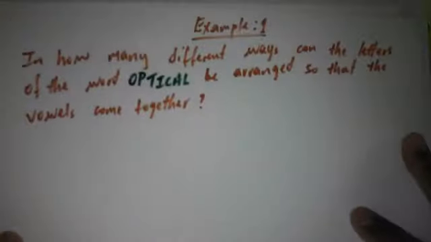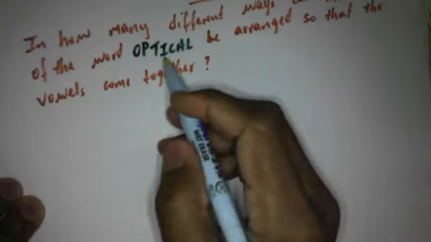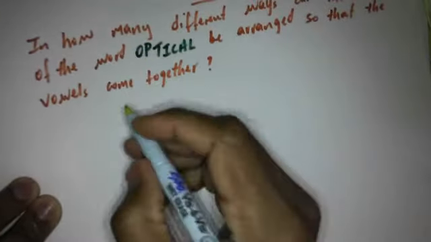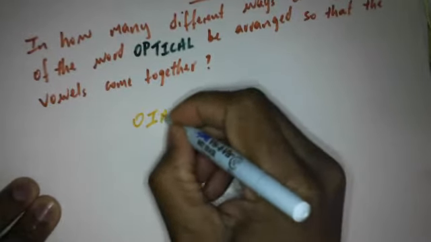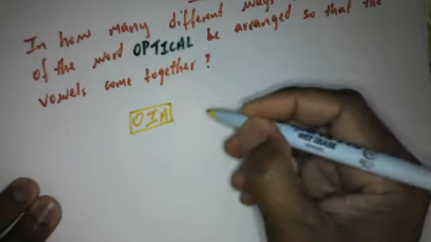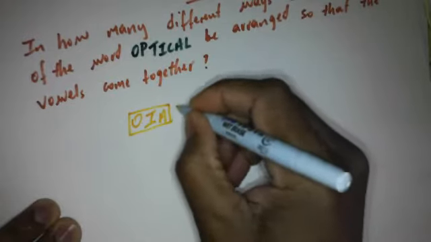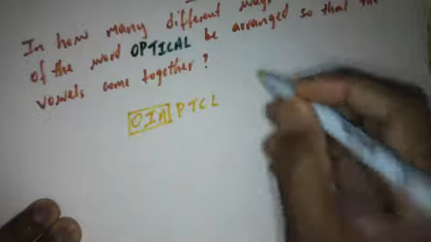Example 1. It says, in how many different ways can the letters of the word optical be arranged so that the vowels come together? Okay, so the first thing we need to do is identify what the vowels are. So we have O, that's one, I, and A. Those are the vowels. So if they come together, we're going to put them in a box here. The other letters would be P, T, C, and L.